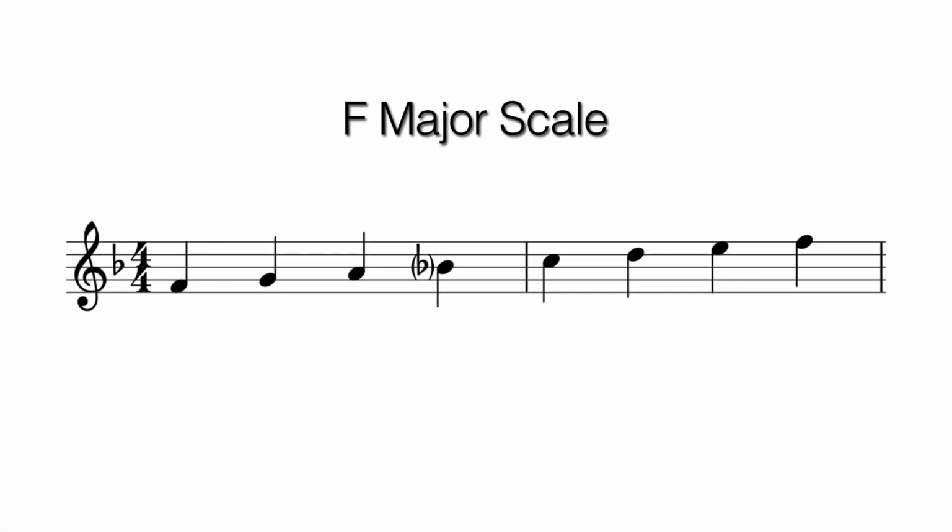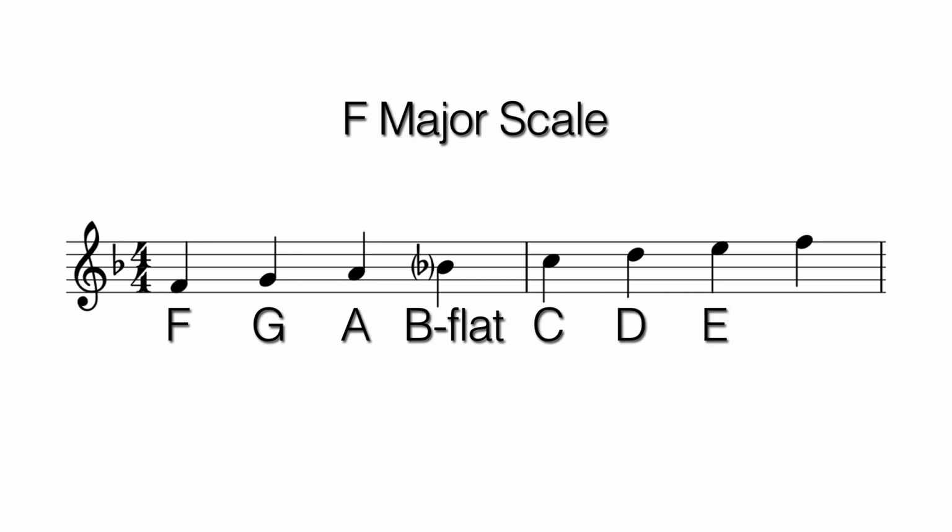If we think about F major as the scale that we use for My Country 'Tis of Thee, then we start with F. So we have F, G, then we rotate back to A, B flat, C, D, E, and that brings us back to F. So F is the first and F is the last note of the scale.